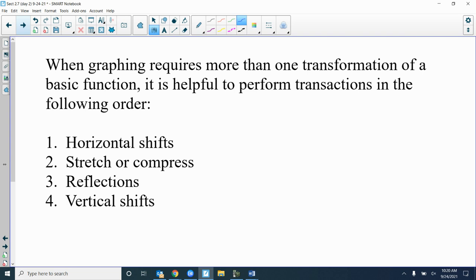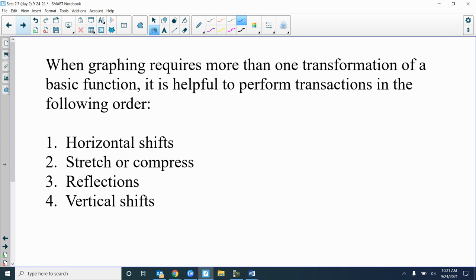If you're just looking at an equation, trying to see which way you're going to go first and how it's affected, it can be complicated. This kind of simplifies things. If you perform these in the following order, you're going to be good. You go horizontal shift first. You go stretch or compress second. You go reflections third. And then the last thing, the fourth thing, is a vertical shift.